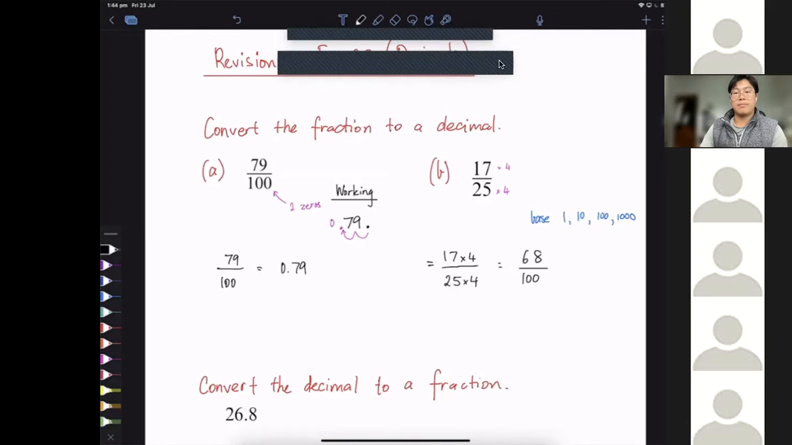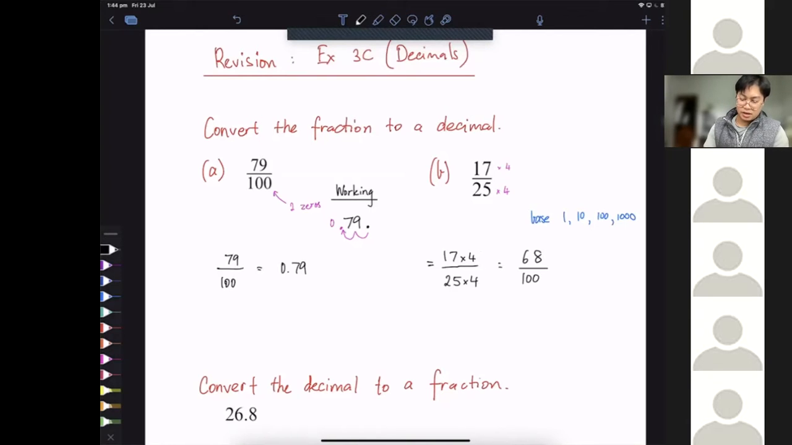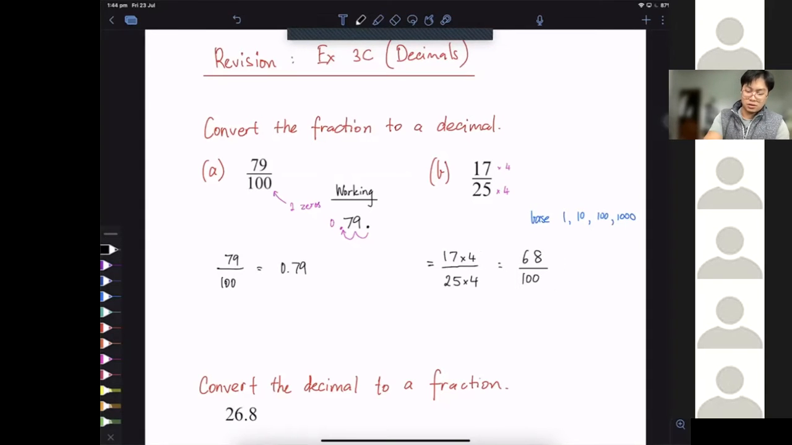All right. Now we know when it's over 100, we're confident enough now to just jump the step, yeah? So this 68 over 100 would have its decimal place 2 spaces to the left, which means that we have 0.68 instead, okay? So 1, 2, there it is.